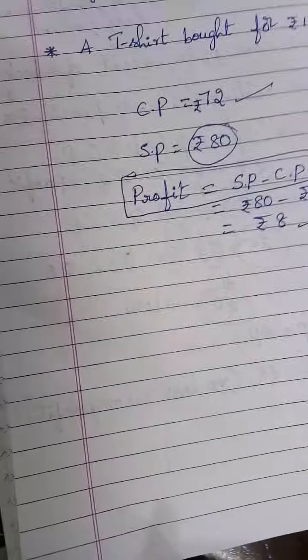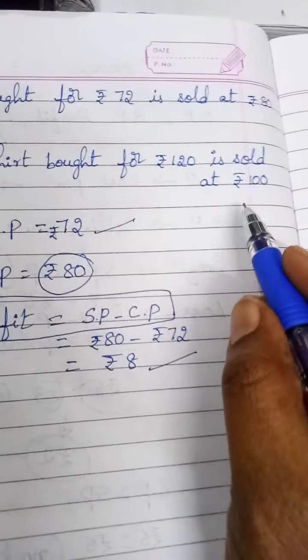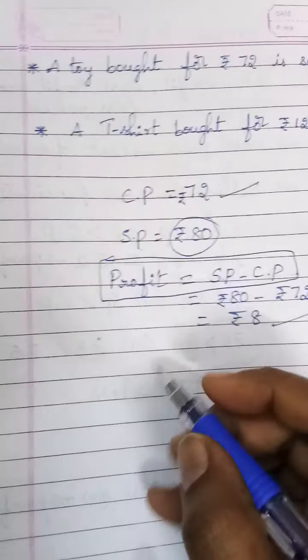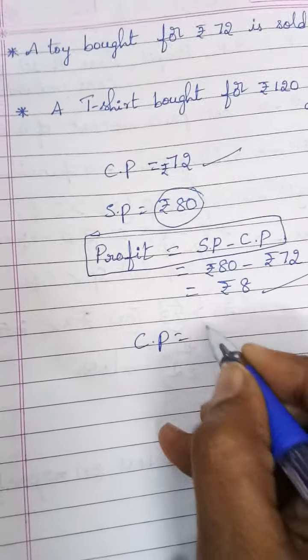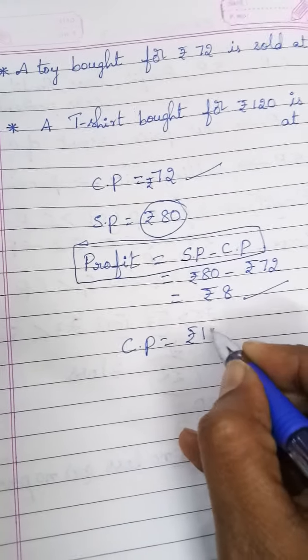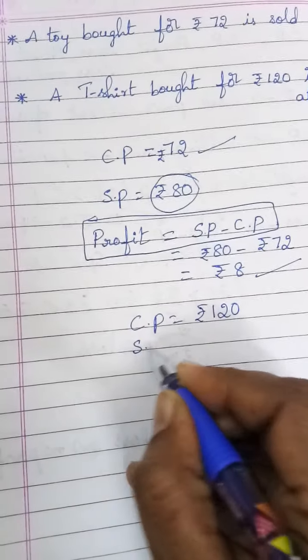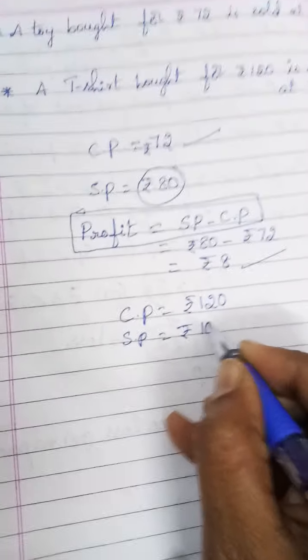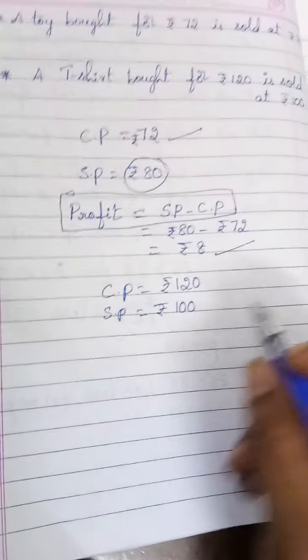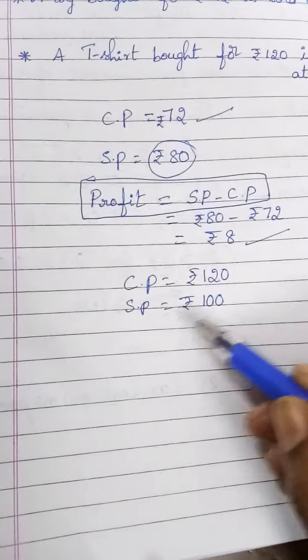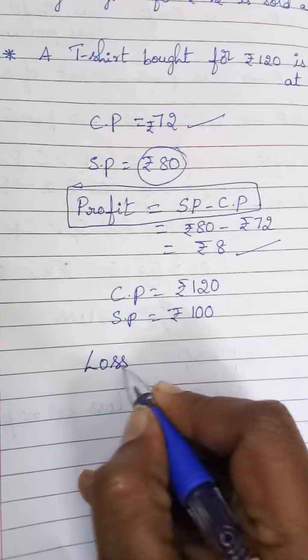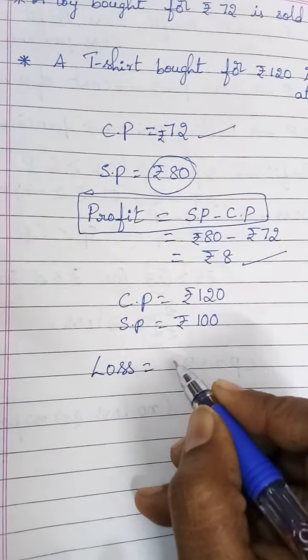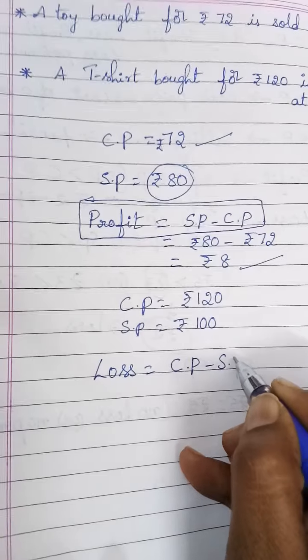Okay, the next one, a t-shirt bought for 120 rupees and is sold for 100 rupees. So what is the cost price there? Cost price is equal to rupees 120 and selling price is rupees 100. Now here you can see directly selling price is less than cost price, so it is loss. So you can write loss is equal to, what is the formula for loss? Cost price minus selling price.